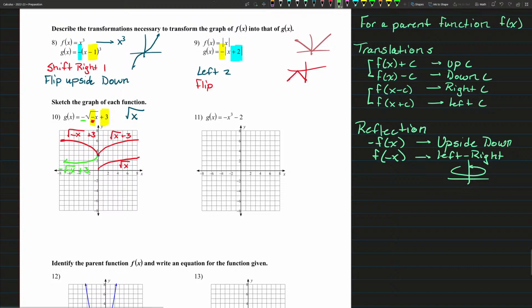All right. So parent function, I'm going to draw that. I'm going to draw a rough sketch. So that's x cubed. That'll look like this. Okay, that's our original function. This -2 says to shift it down 2 units. So that'll look like this.